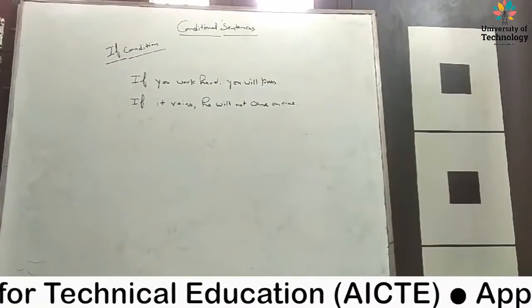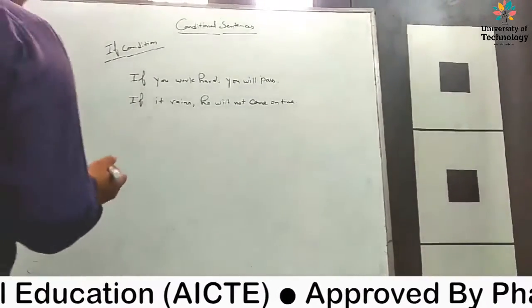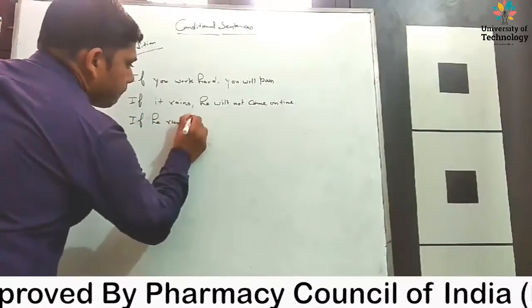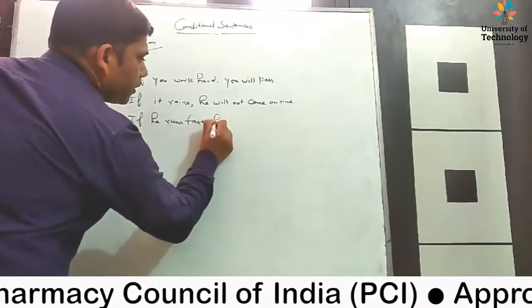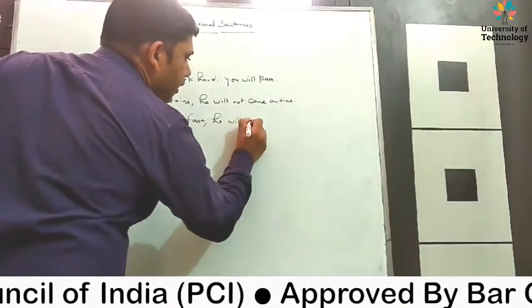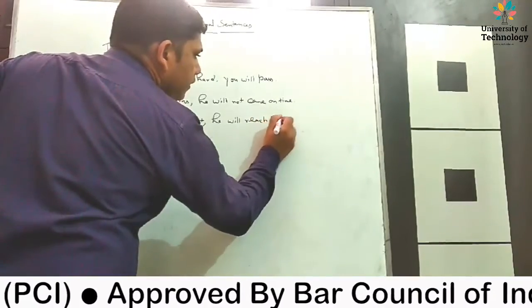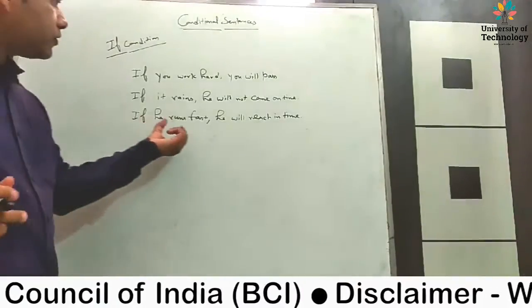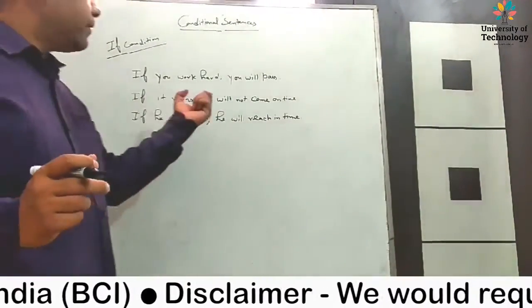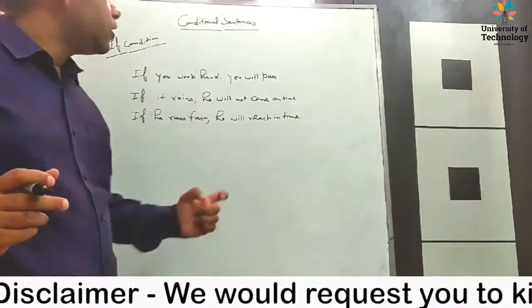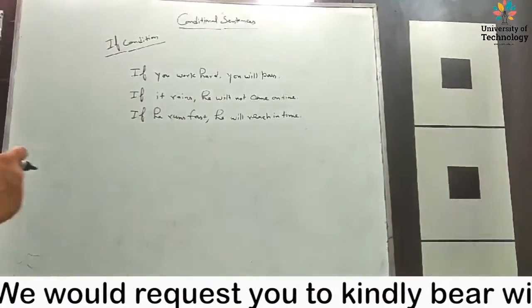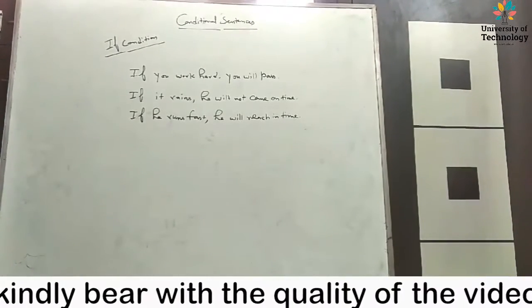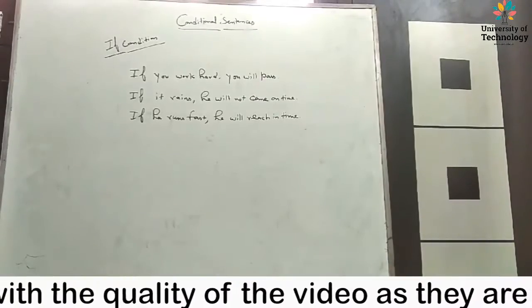Next, if he runs fast, he will reach in time. If he runs fast, he will reach in time. If it rains, he will not come on time. If you work hard, you will pass. So this is the if condition. Now the next part of the if condition.